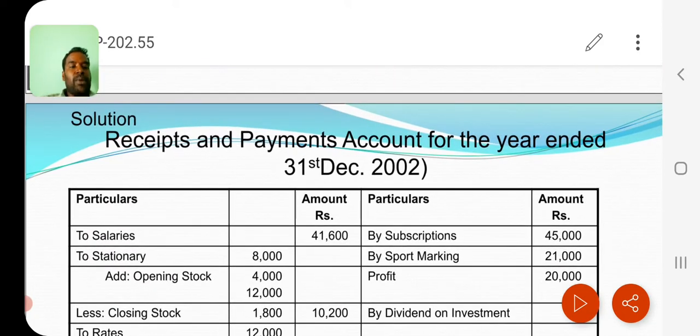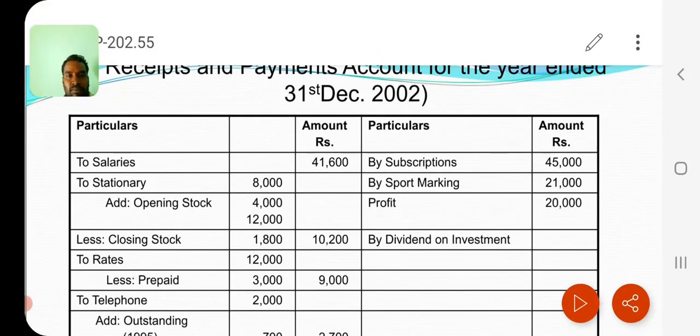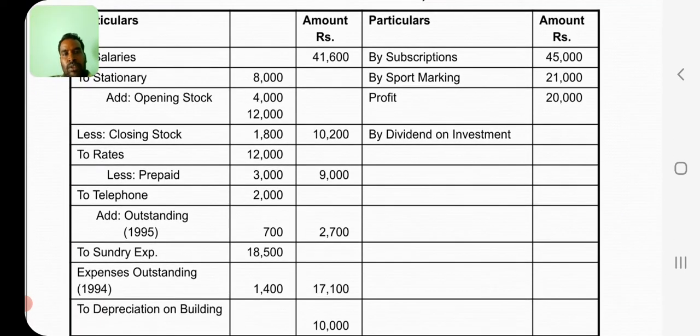It is an income and expenditure account. To salary, as it is a revenue item, it should be posted here, 41,600. Only revenue items should be posted in income and expenditure account. To stationery 8,000. Add opening stock 4,000, total 12,000. Closing stock 1,800. Remaining 10,200.